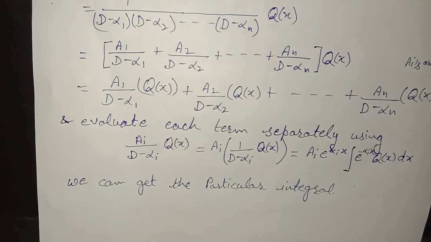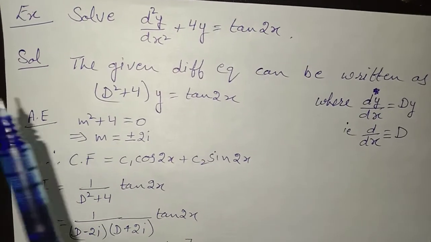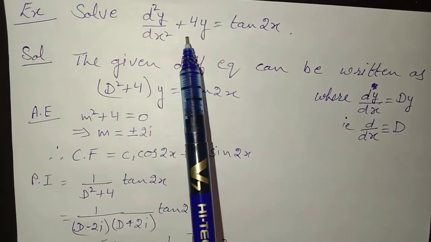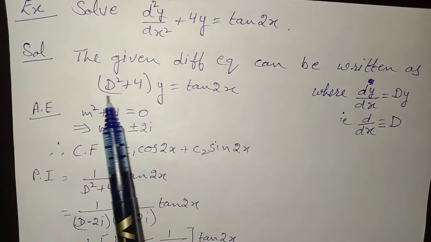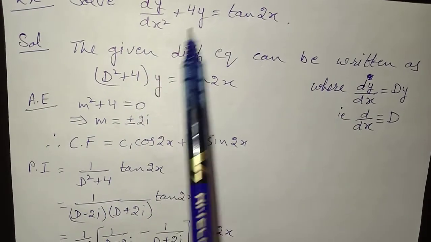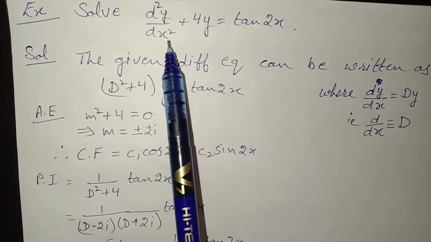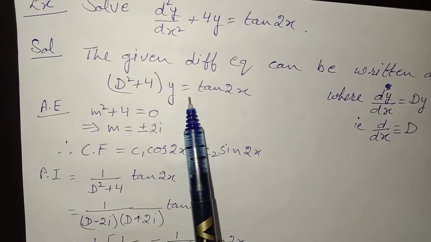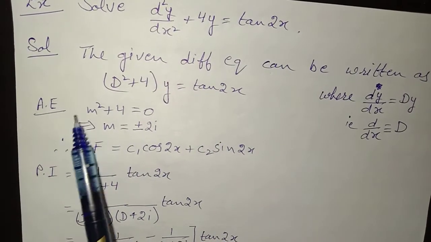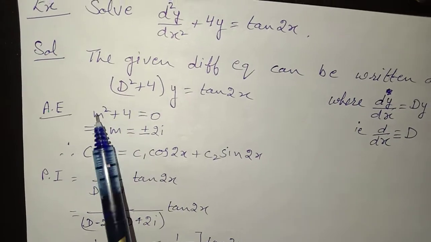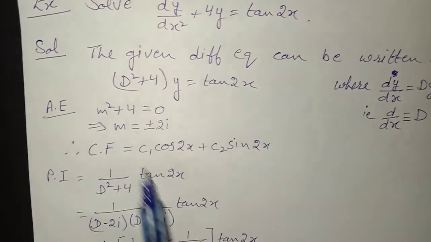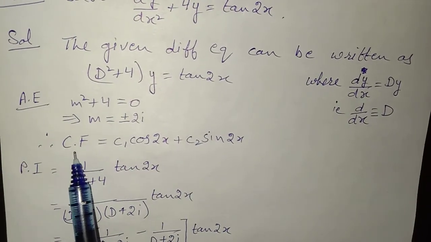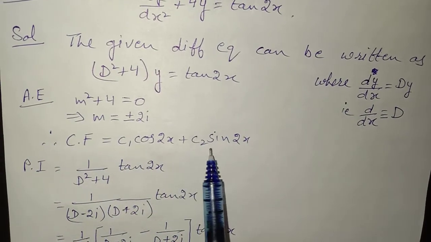Now let us take an example. Here we have an example. Solve d²y/dx² + 4y = tan 2x. As usual, first we write the equation in terms of capital D. d/dx is capital D. So I can write it as (D² + 4) operating on y = tan 2x. So the auxiliary equation is m² + 4 = 0. We get this by replacing D by m. And we have two complex values of m, plus minus 2i. So the corresponding complementary function is c1 cos 2x + c2 sin 2x.